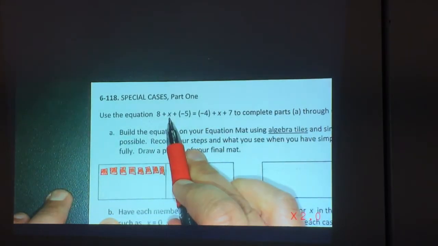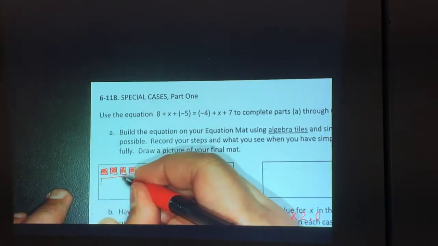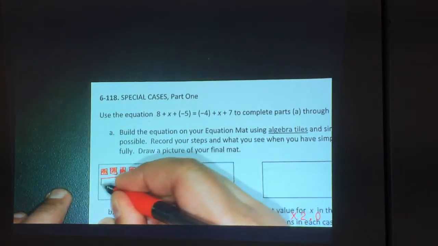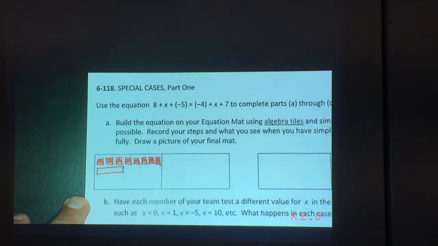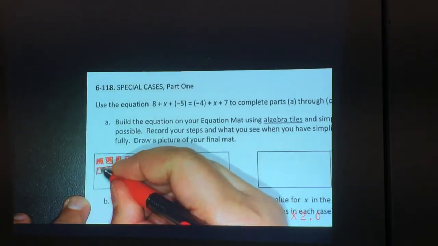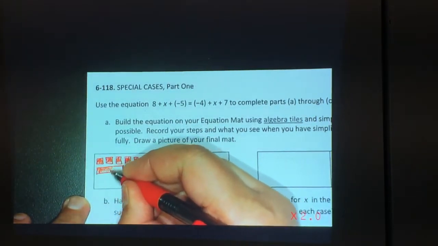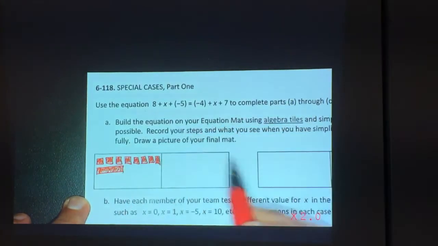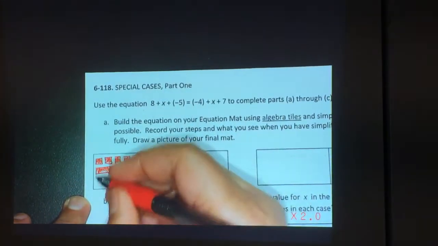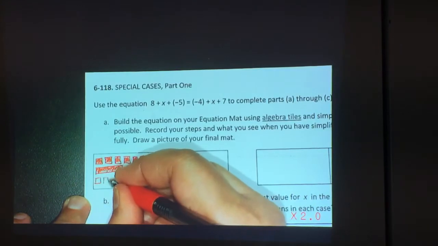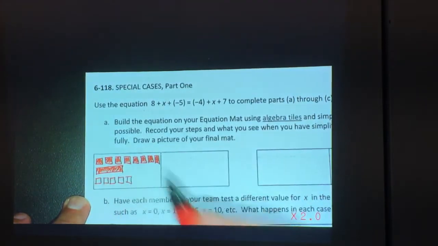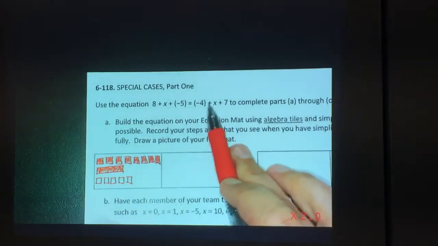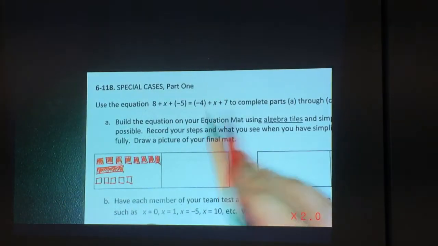What does the X look like? This is a positive X. Yeah, it's a bar. Draw your bar. But is it shaded or not shaded? Shaded. Okay, and then this negative 5. 5 not shaded squares. Make sure. 1, 2, 3, 4, 5. Okay. So then on the other side of my equal sign, I have a negative 4.